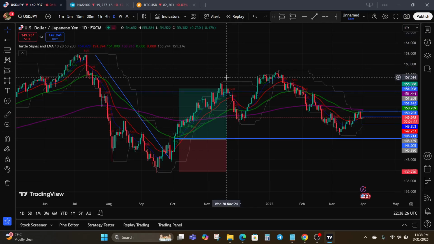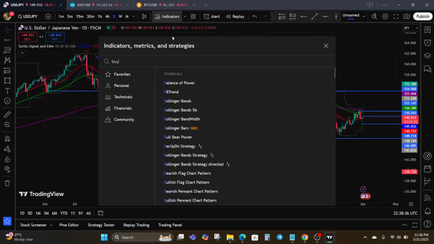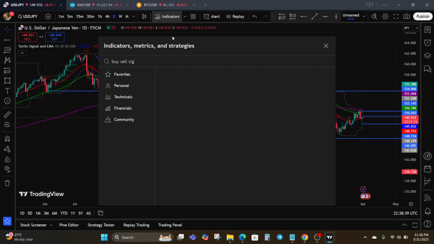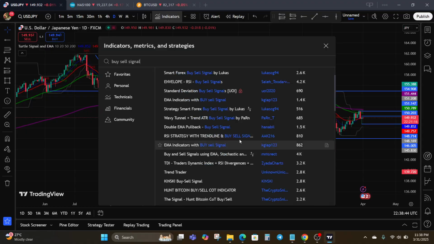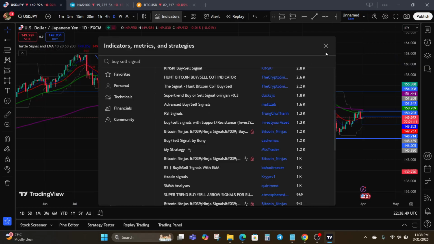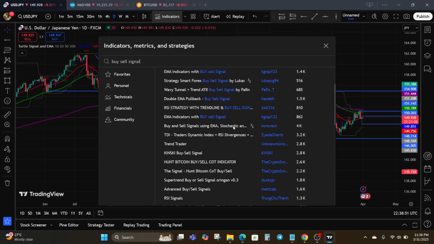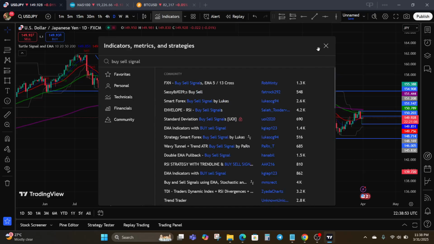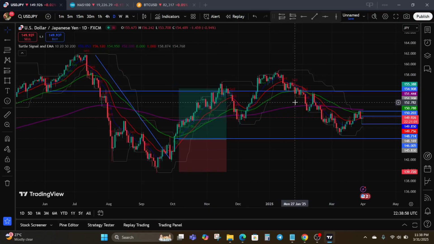Now, to use this indicator, you just have to head over to your TradingView. You go to the indicators section and you search for the indicator. Like I said, there are multiple buy sell signal indicators here on TradingView. There are a lot of them, but for the purpose of this video, we are just going to be using this particular one. Buy sell signal indicators are usually indicators that give buy and sell signals.